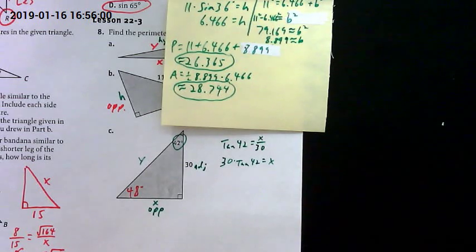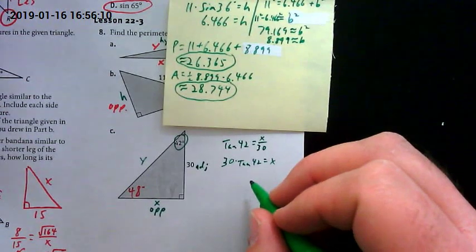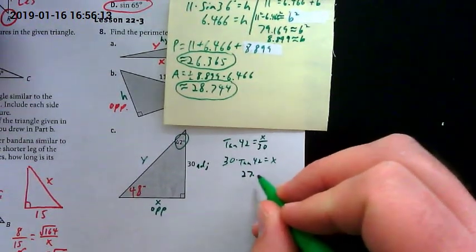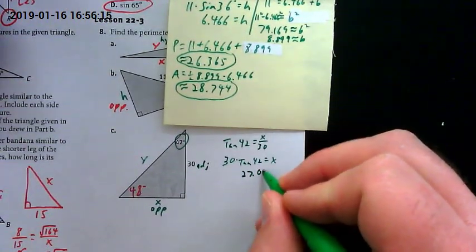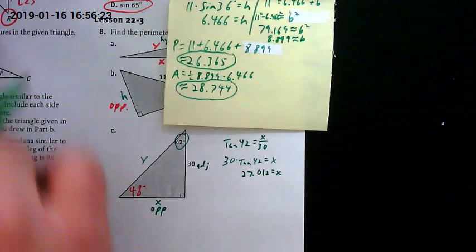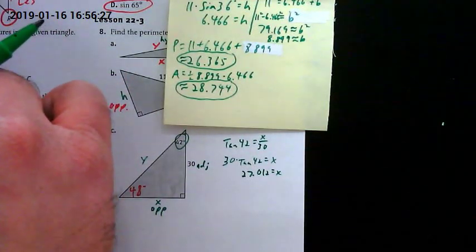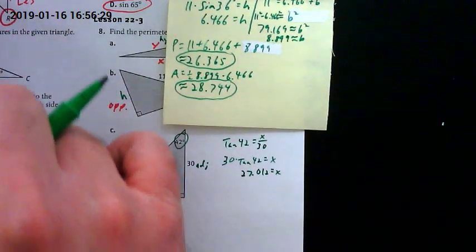Again, multiply it out. So 30 times tangent of 42. Going to give us 27.012. How do you get that? I got 1260. Oh, maybe my calculator is in the wrong mode again. Yes, it's in grad. Never mind. It always does that. It keeps going into the wrong mode.